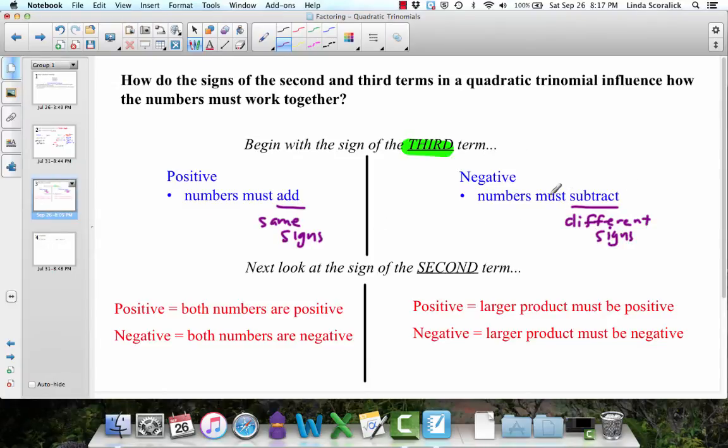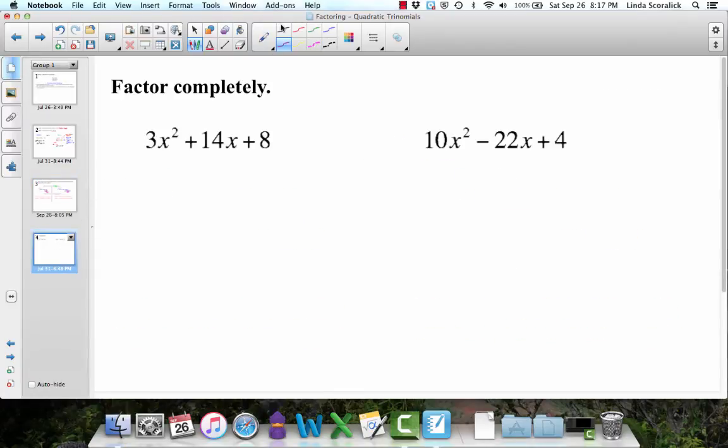If the third term is negative and the second term is positive, the larger product must be positive. But if the third term is negative and the second term is negative, the larger product must be negative. And that's what we saw in that previous example. We needed them to have different signs, but since we had a negative b value, we needed the product of 6, the 2 times the 3, to be the negative piece. Let's look at 2 more examples.